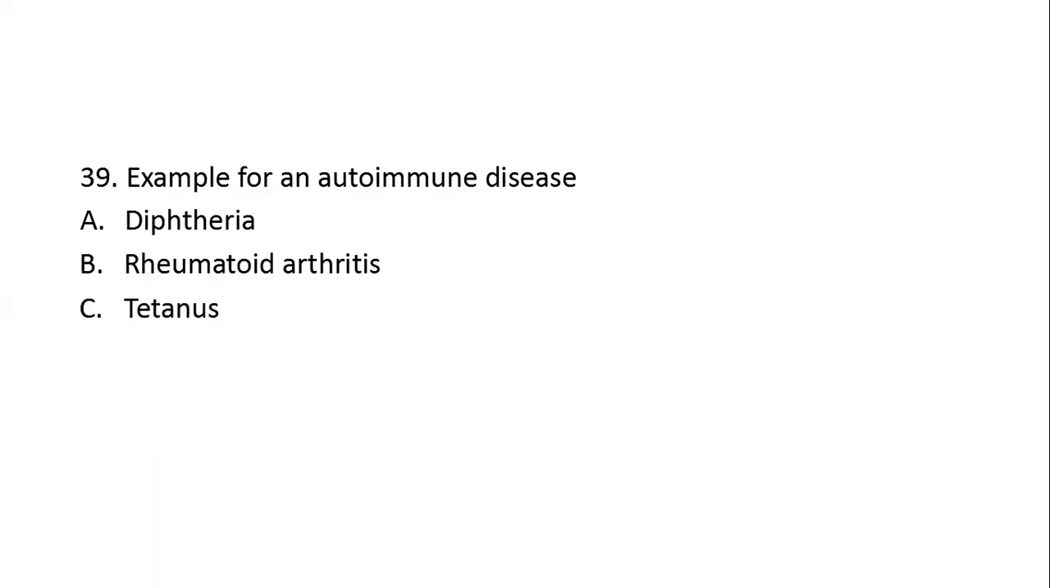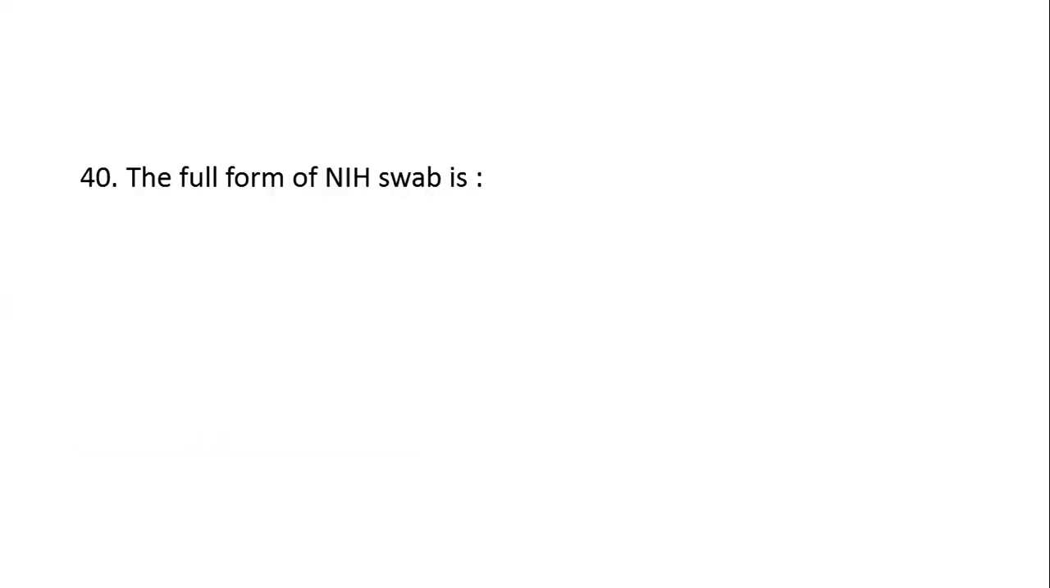Next question. Example for an autoimmune disease. A, diphtheria. B, rheumatoid arthritis. Option C, tetanus. Option D, kala azar. The right answer is option B, rheumatoid arthritis. Rheumatoid arthritis is an autoimmune disease. Diphtheria, tetanus, and kala azar are not autoimmune diseases.